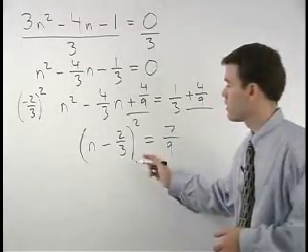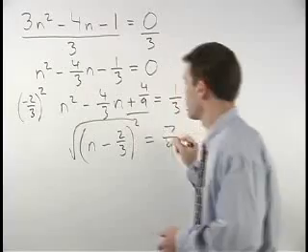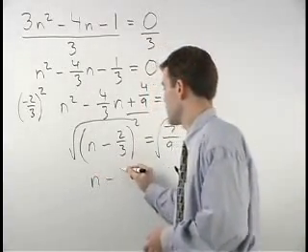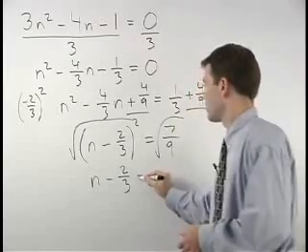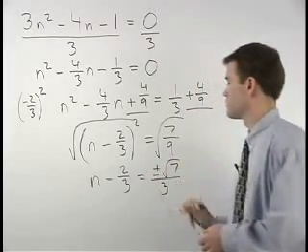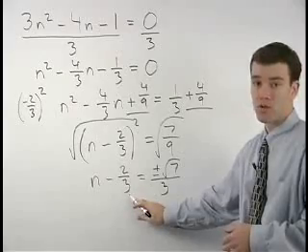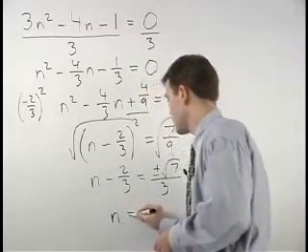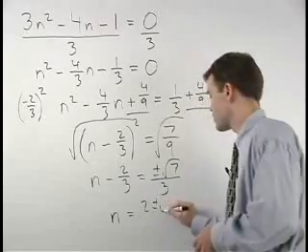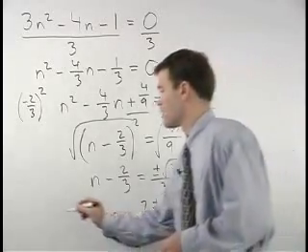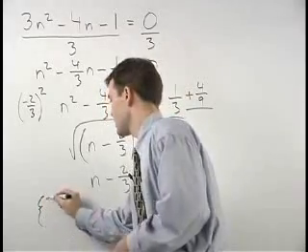To solve for n, we square root both sides, and we have n minus 2/3 equals plus or minus root 7 over 3. Adding 2/3 to both sides, we end up with n equals 2 plus or minus root 7 over 3, which we can write in set notation.